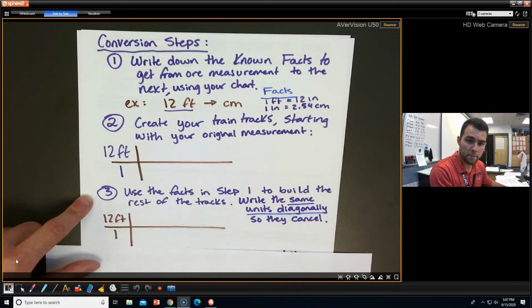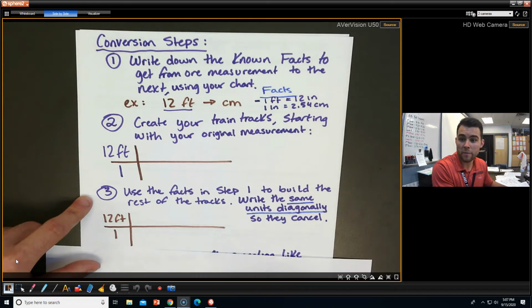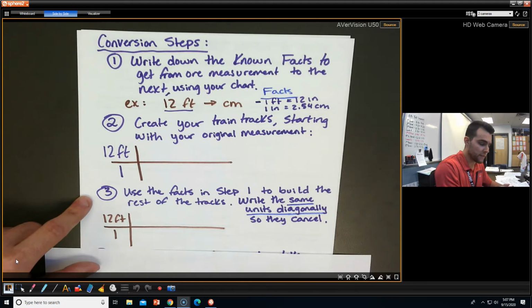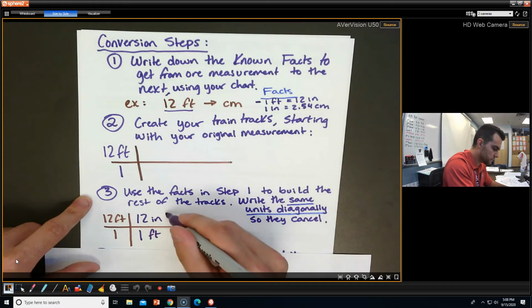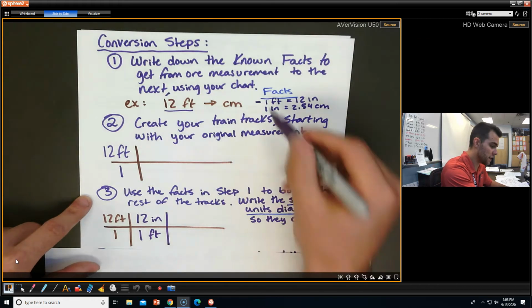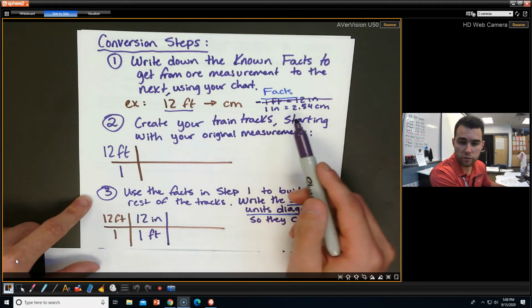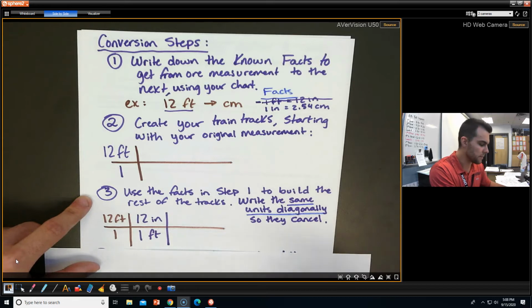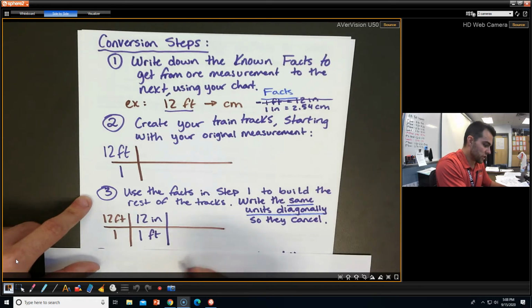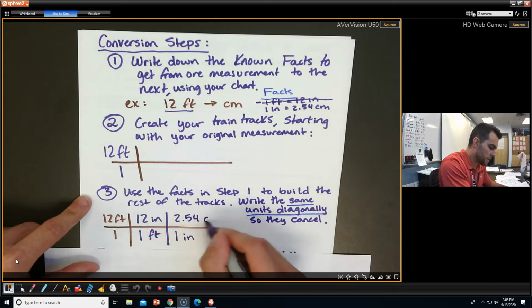So to set this up, this is the next track. Now it's all about what goes on top and what goes on the bottom. I'm going to set it up like this: 12 inches on top and 1 foot right here. Cool, and that one's done. Now I look at my next one: 1 inch equals 2.54 centimeters. Again, which one goes on top, which on the bottom? My inches are going to go on the bottom: 1 inch, and this will be 2.54 centimeters.